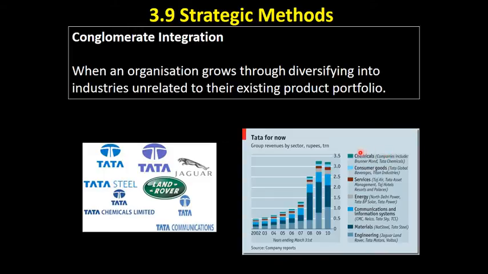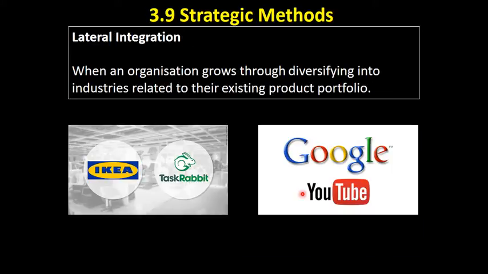And they're in all sorts of industries, some listed here. So they've got chemicals, consumer goods. I know they sell tea, for example. They've got services. You can see they run hotels, energy, communications. So Tata Sky, raw materials, steel, etc., and engineering. Anyway, the group is absolutely huge. They do financial services as well. But that's what a conglomerate is. The conglomerate grows by diversifying into industries unrelated to their existing product portfolio.